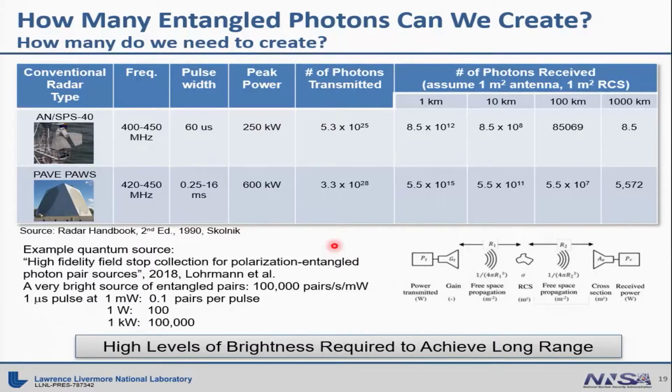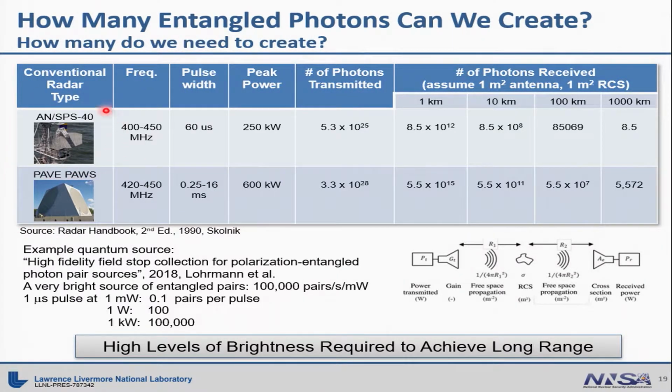And so you can ask, how many photons can we create that are entangled? And really, how many photons do we need to create? So what I've shown here are 2 radars. This is just from Skolnik, the radar handbook that's been around for ages. But if you dig into that book, you'll find examples of these 2 radars.